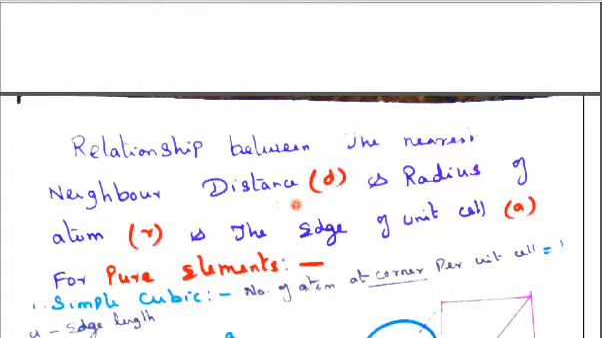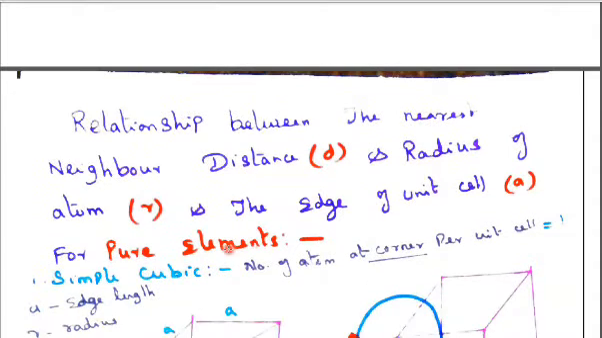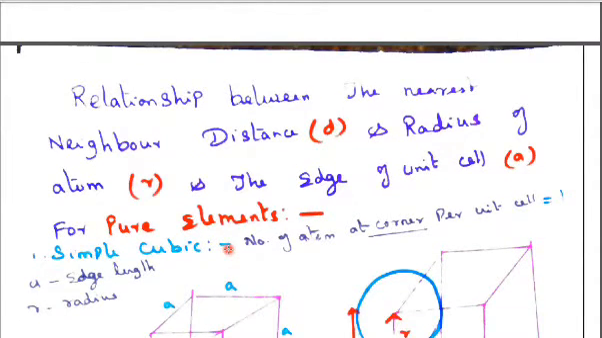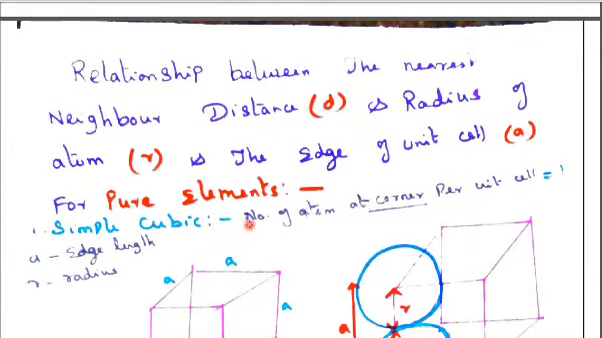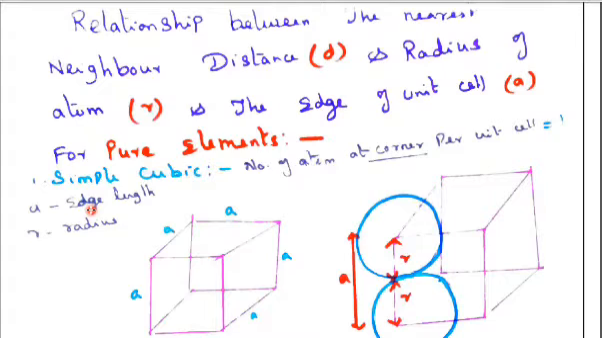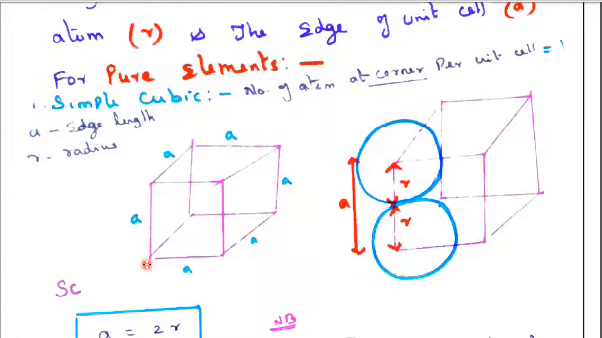Now the relation between the nearest neighbor distance, the atom distance D, the radius R, and the edge length, which is called A. For pure elements, we are going to see simple cubic, face-centered cubic, and body-centered cubic. Simple cubic is called the primitive unit cell. The number of atoms at corners per unit cell is equal to 1. A is called the edge length, R is called the radius, and each of these edges has length A.